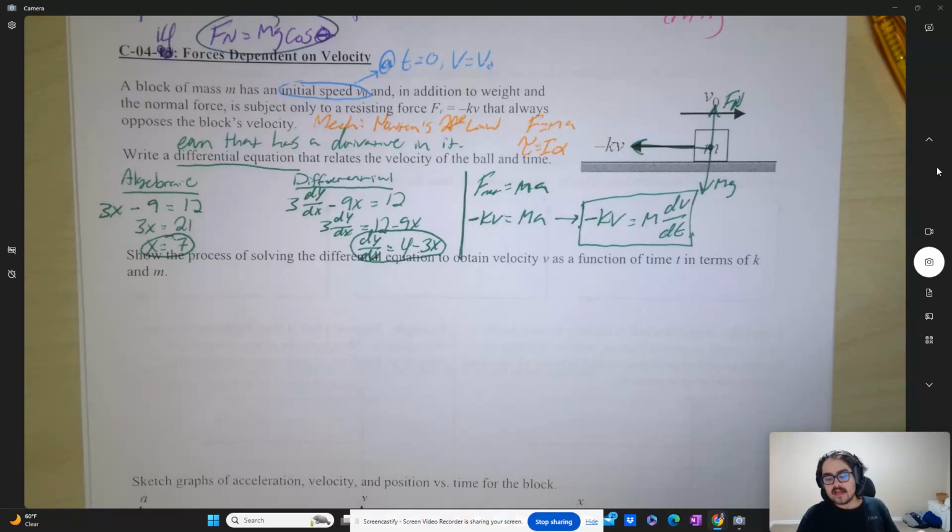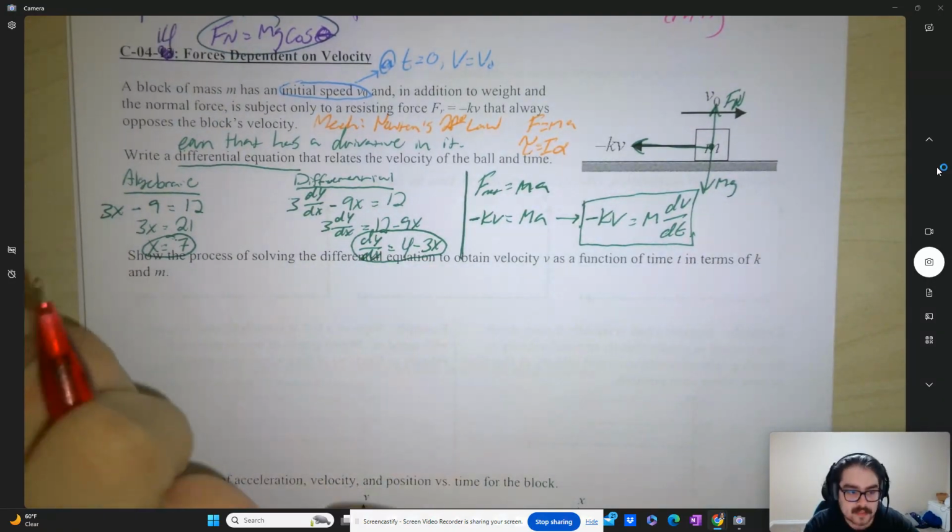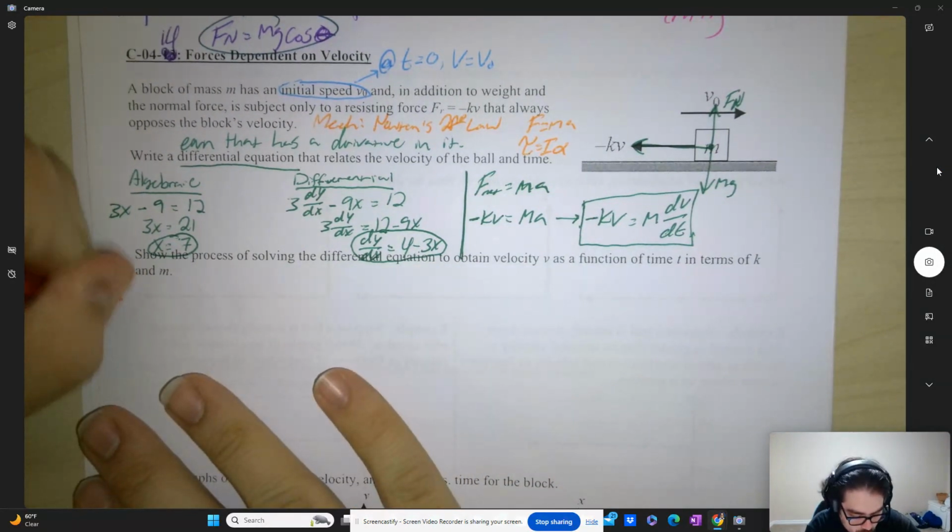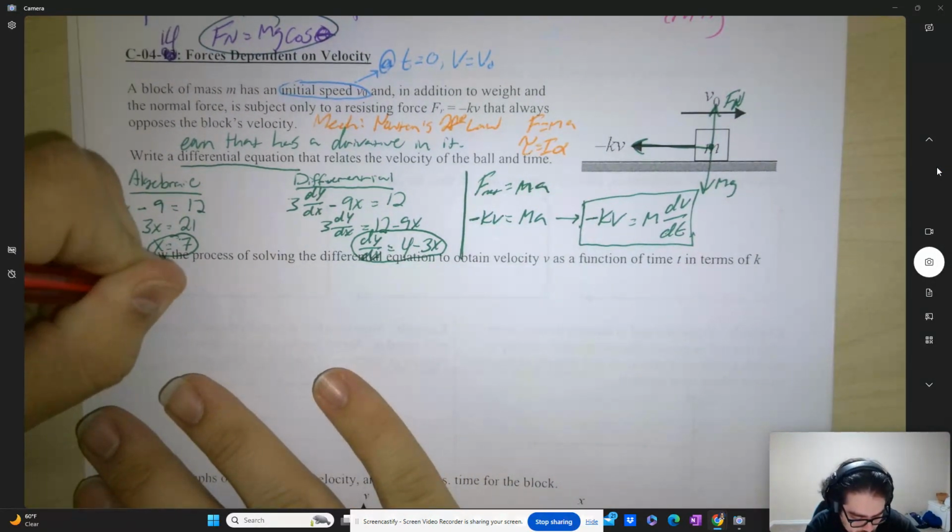So now I need to show you the process of solving the differential equation to obtain the velocity v. Now in calculus AB and BC, you're only ever going to look at first order differential equations that are already separated. Okay. In this class, you actually have to use a strategy called the separation of variables, and that's going to be our first step to solving it. We have to use something called separation of variables.